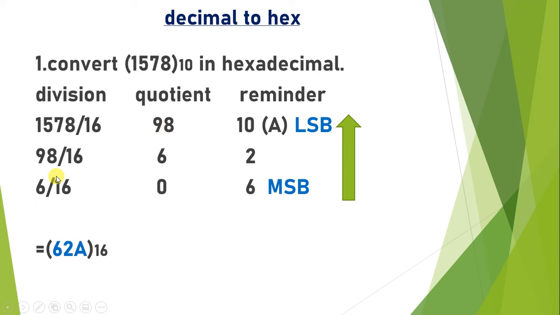Again, 98 divided by 16 gives 6 as the quotient and 2 as the remainder. And at last, 6 divided by 16 gives 0 as the quotient and 6 as the remainder. This 6 is also known as the MSB. Now arranging from MSB to LSB, we get 62A in the hexadecimal number system. Similarly, you can convert any integer decimal number into the hexadecimal number system.